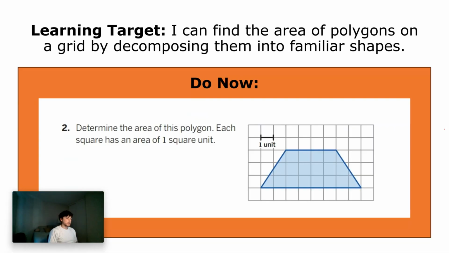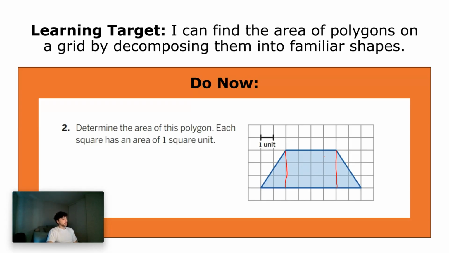Okay, I'd like to walk us through that again. I'm going to show you how to decompose this polygon into familiar shapes to then find the area. Just like we've done before, I'm looking at this shape and I'm looking for patterns. I'm looking for familiar shapes. Right off the bat, I see a familiar shape right there. I've got a triangle, another triangle over here, and a rectangle in the center.